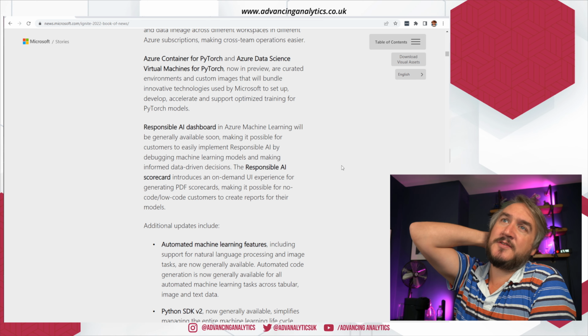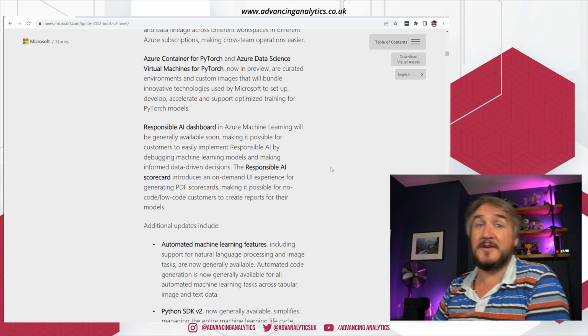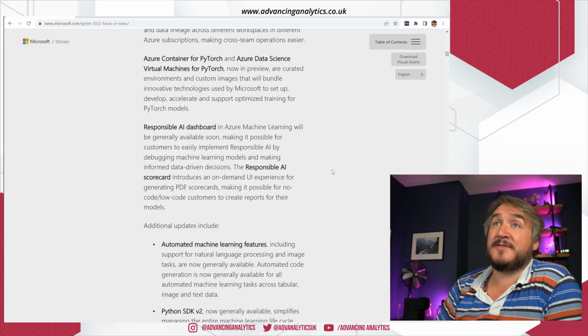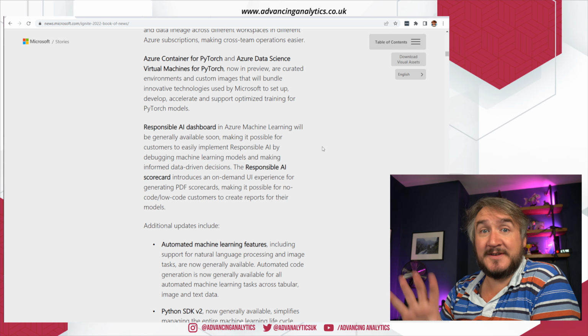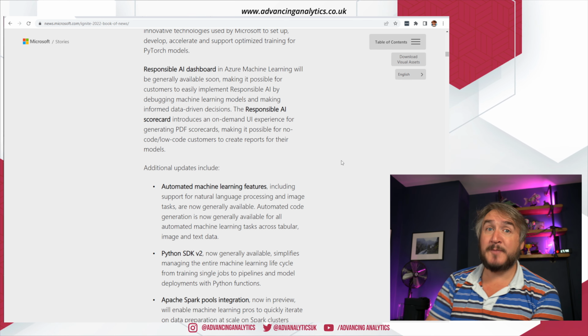Other things, so there's kind of containers for doing PyTorch specifically. So if that's what you're doing, you've been building your own kind of customized containers for it. There's now some pre-canned curated environments to go and do that rather than have to build your own, which makes sense. And then responsible AI.